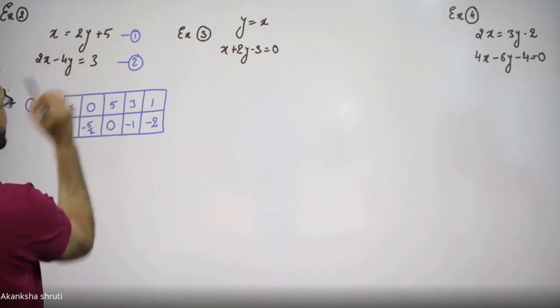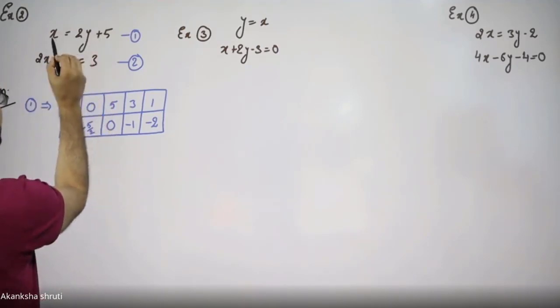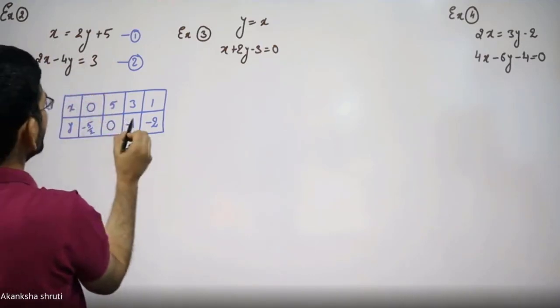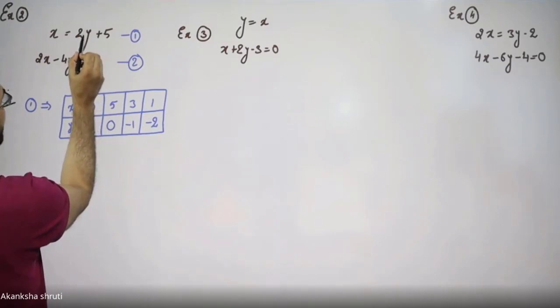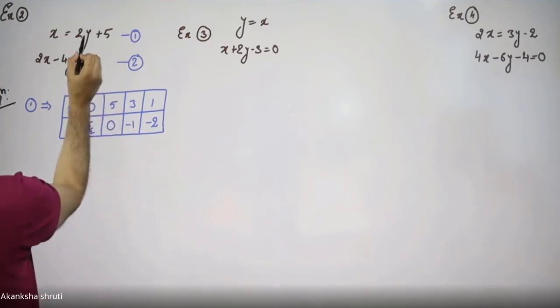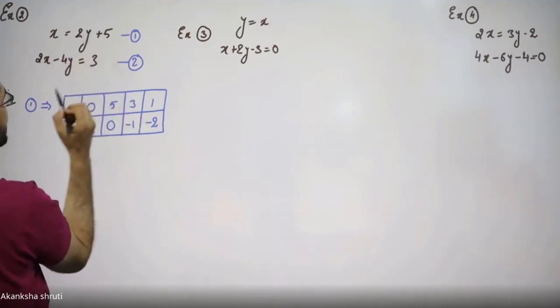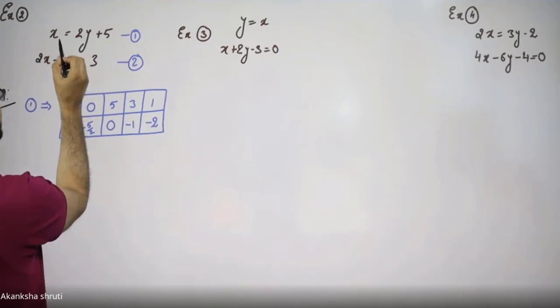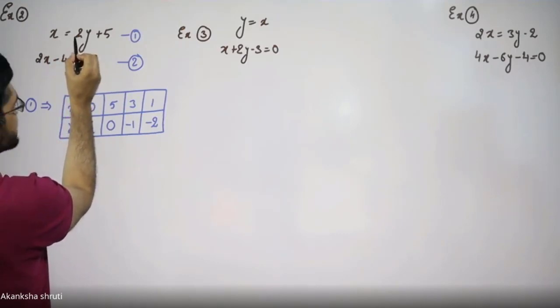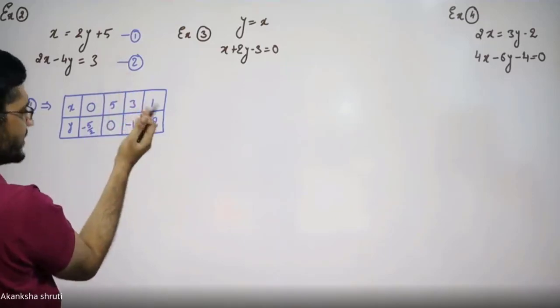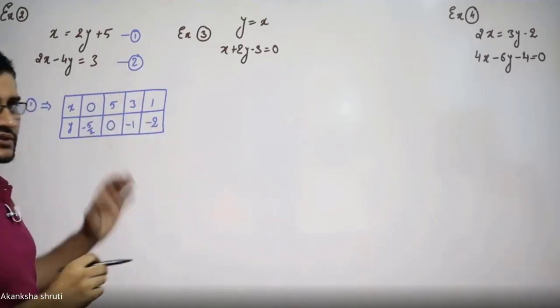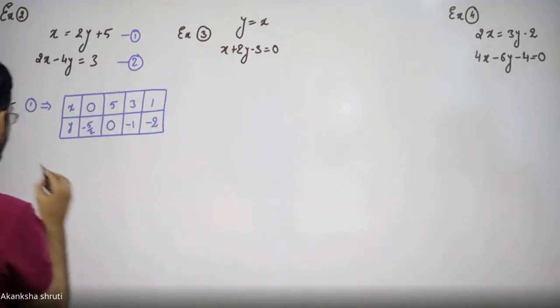We can also verify: while x was 0, here y was minus 5 by 2, it's okay. While y was 0, x is 5, okay. While y is minus 1, substituting here, 5 minus 2, it is our 3, it's okay. Taking y as minus 2, so minus 4 plus 5, it is 1, it's okay. So you need to verify properly.